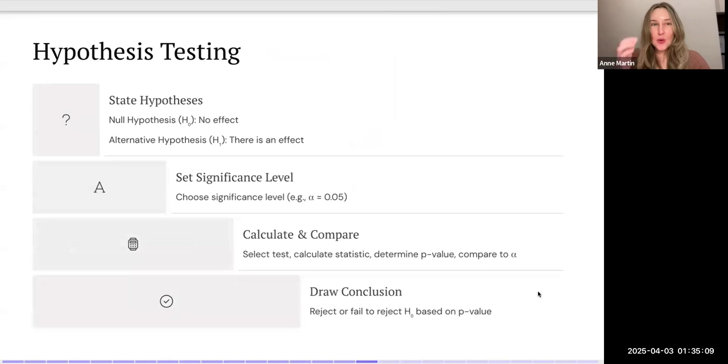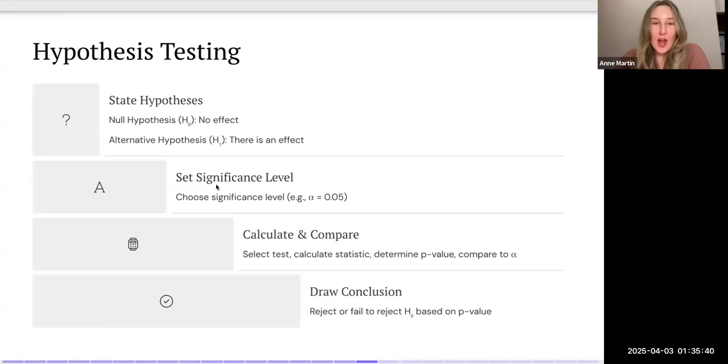So let's go on to hypothesis testing. Hypothesis testing is a big component of inferential statistics and a big aspect of quantitative research. So here are the steps in hypothesis testing. First, the researcher will state their hypothesis. The null hypothesis would be there is no difference between the two groups or three groups and so on and so forth. And then the alternative hypothesis is that there is a statistically significant difference between the groups.